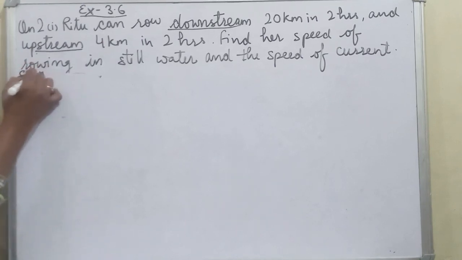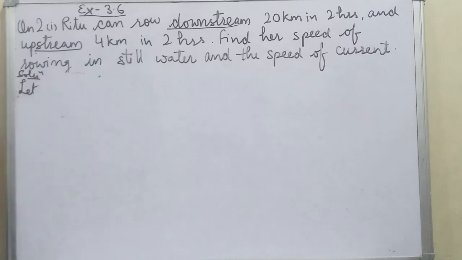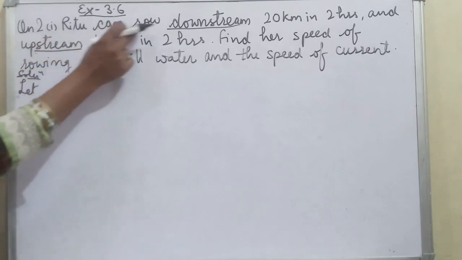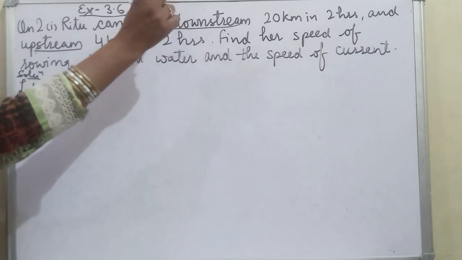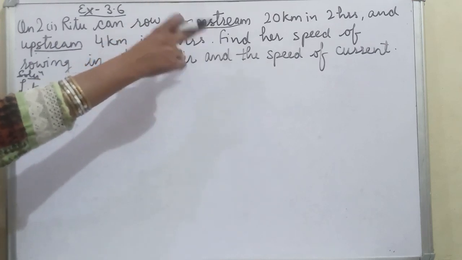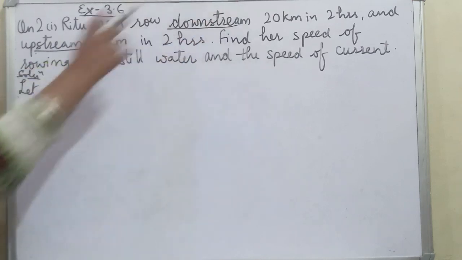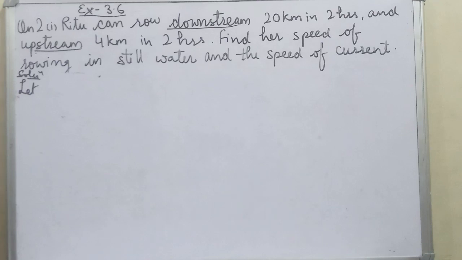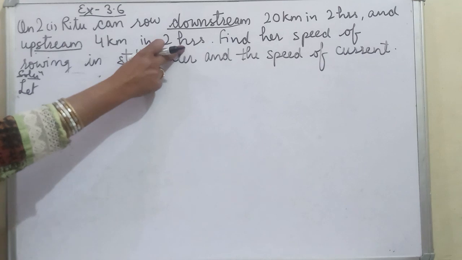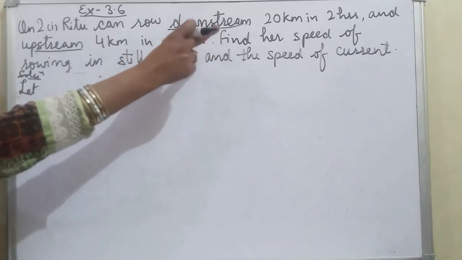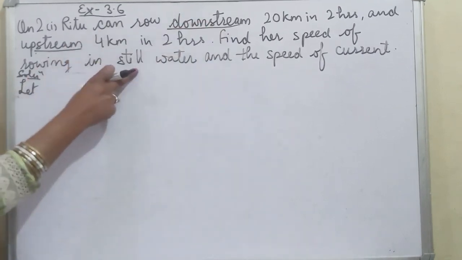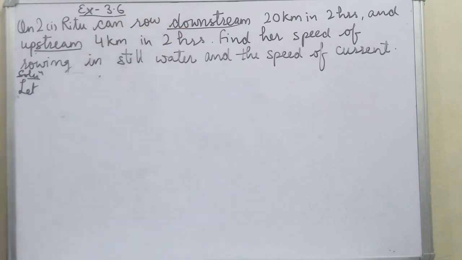Okay, so after clearing these two words, let us go to the solution. But before the solution, I want to read the question for you. Ritu can row downstream 20 kilometers in 2 hours, and upstream 4 kilometers in 2 hours. Find the speed of rowing in still water and the speed of the current.